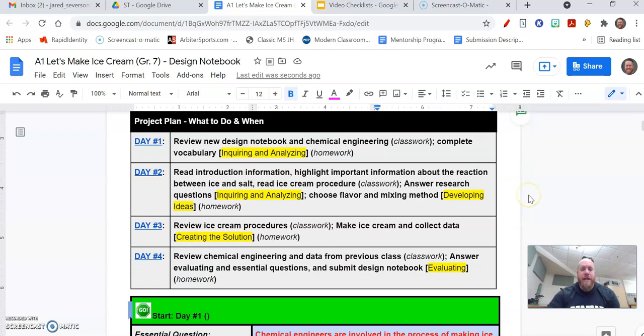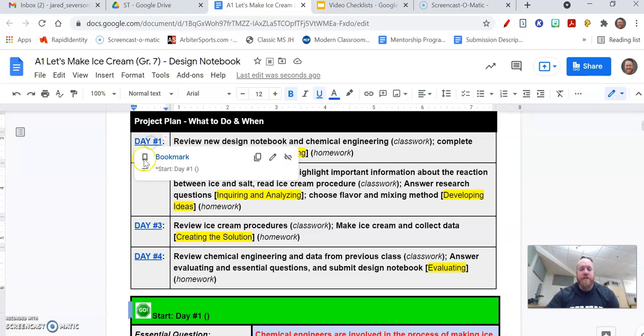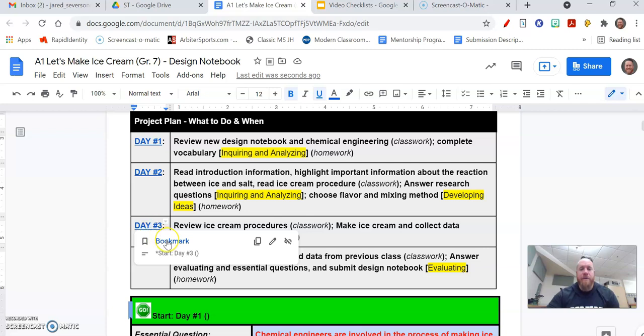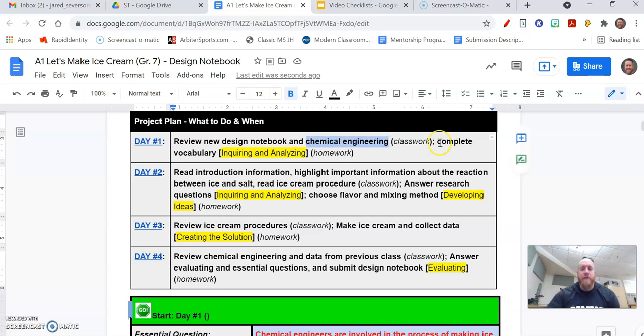We have a project plan. You'll see that this project will take us 4 days. Each of these days you can click on the link right here, and that will drop you right down to where you need to work for that particular day in your design notebook. So today is day 1. You see that we are reviewing the design notebook. You should have done that in class, talking briefly about what chemical engineering is, and then your homework, your independent work time task is to complete vocabulary.